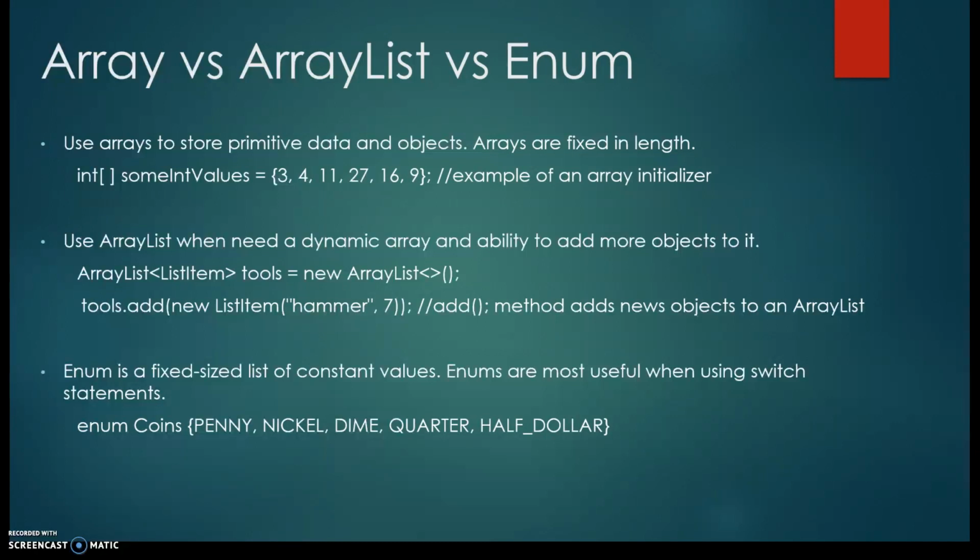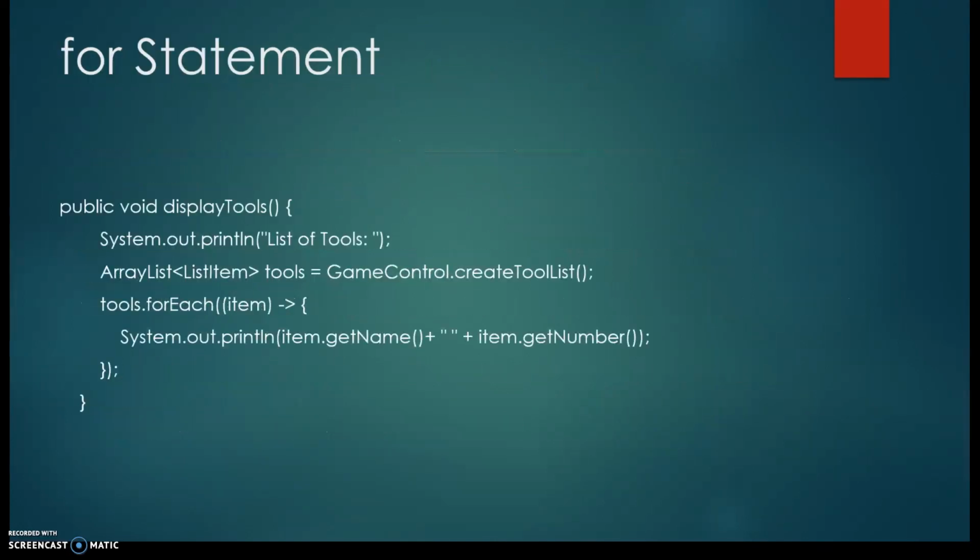Enum is a fixed size list of constant values. Enums are most useful when using switch statements, and here's an example. Enum coins, and then just the names of coins. And when a user calls a certain name, I can use it in a switch statement and call an appropriate function according to a value that the user input.